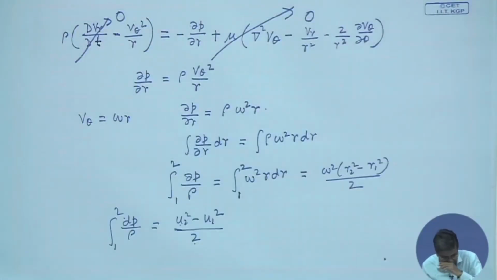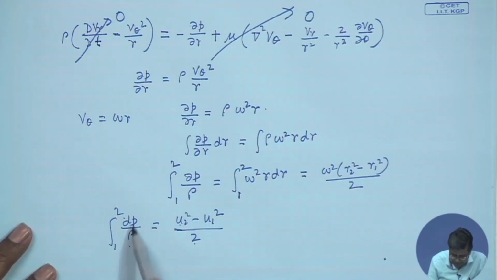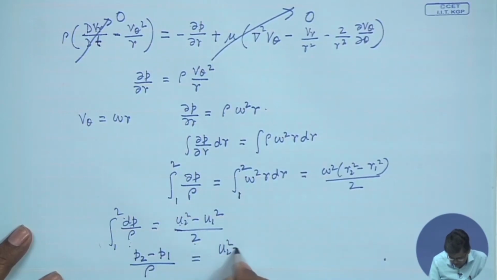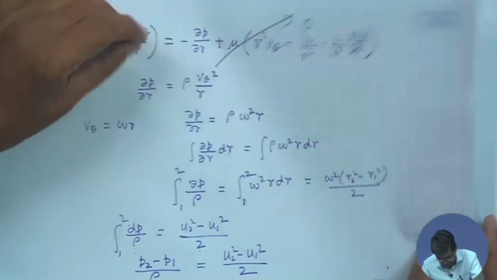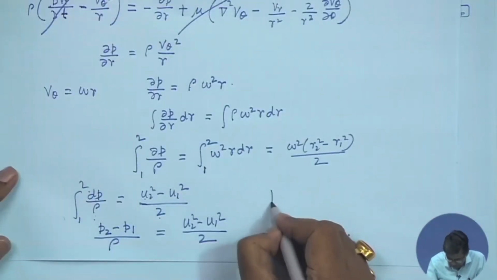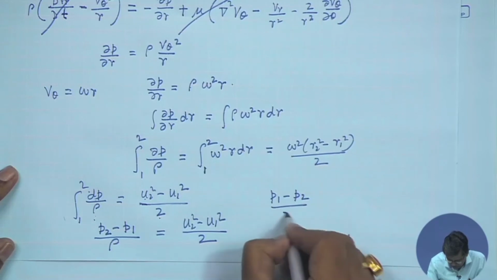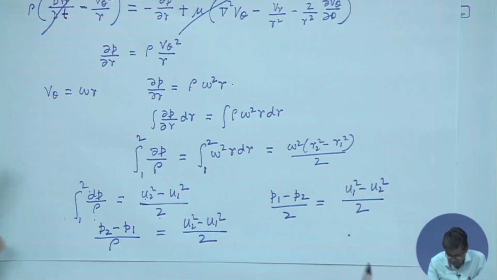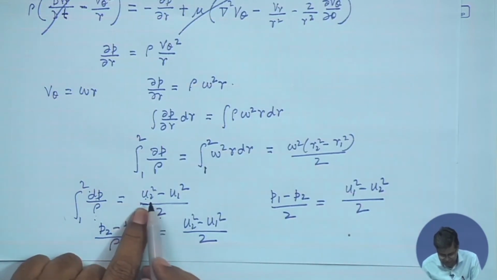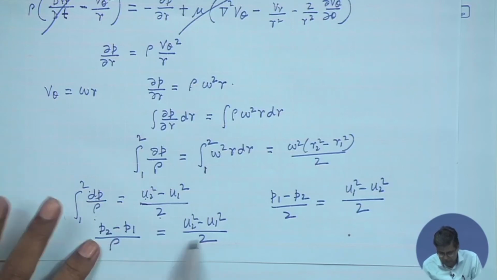So from here you get the concept that the flow work, that is the change in pressure, if you integrate for an incompressible flow, is given by P2 minus P1 by rho equal to u2 square minus u1 square by 2. That means one can write that P1 minus P2 by rho is equal to u1 square minus u2 square by 2.